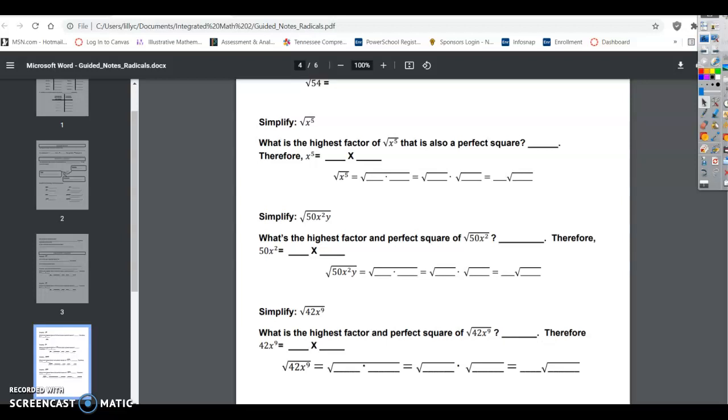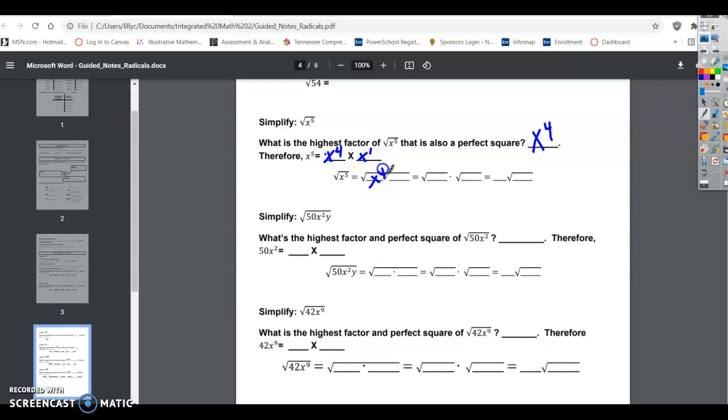What is the highest factor of x to the 5th that is also a perfect square? In the last video, we looked at variables as well, and we know that x to the 4th is a perfect square. And by the properties of exponents, x to the 4th times x to the 1st, same base, add exponents, equals x to the 5th. So we have x to the 4th.